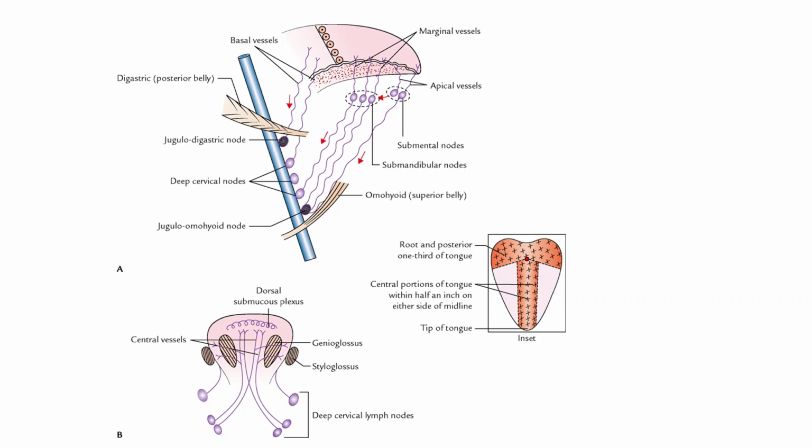Next, moving on to the lymphatic drainage of the tongue. The lymphatics are grouped into four sets: the apical vessels number 1, the marginal vessels number 2, the basal vessels and the central vessels.